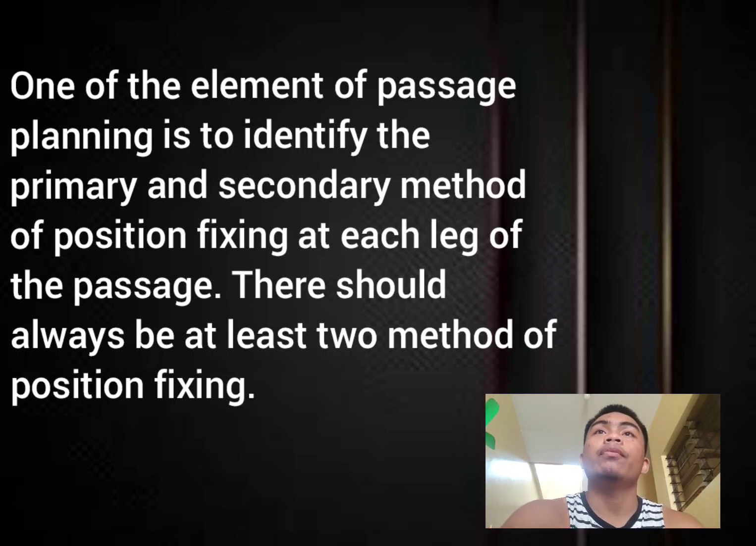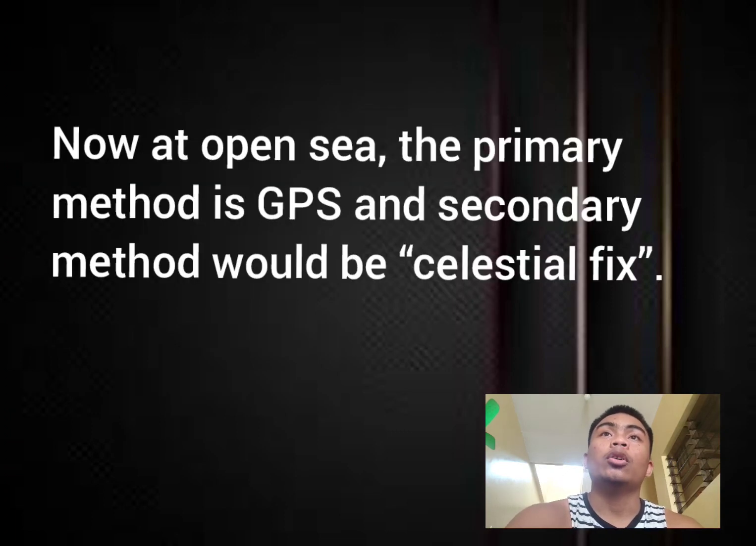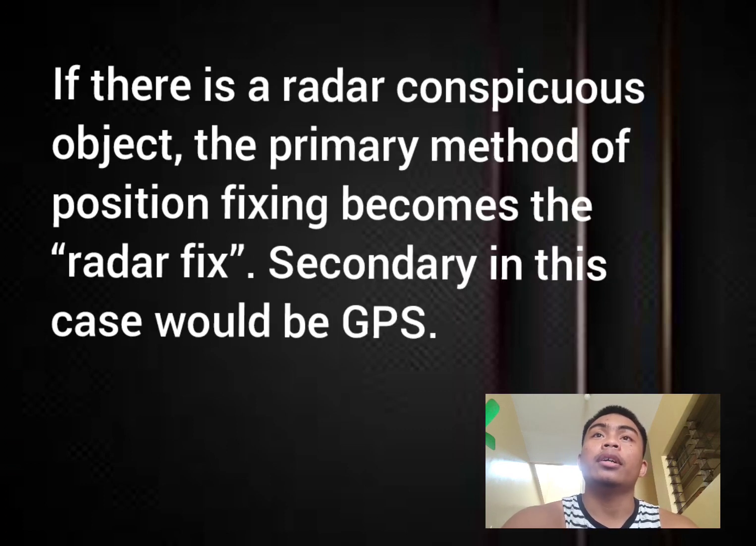So, position fixing interval is the maximum interval between two position fixes. So, there are primary methods of position fixing. One of the elements of passage planning is to identify the primary and secondary method of position fixing at each leg of the passage. Now, at open sea, the primary method is GPS and the secondary method would be celestial fix. So, if there is a radar conspicuous object, the primary method of position fixing becomes the radar fix, and the secondary in this case would be the GPS.